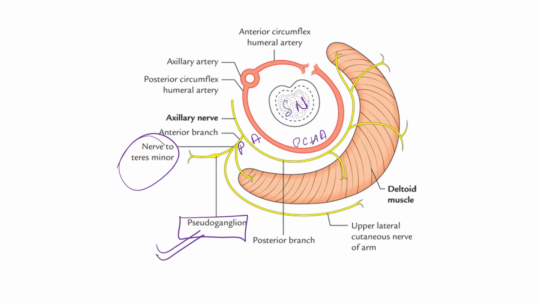Yes, this nerve to teres minor ends by forming the pseudoganglion. Other than the formation of the pseudoganglion, this posterior division continues as the upper lateral cutaneous nerve of the arm. So this is about the fate of the posterior branch or the posterior division of the axillary nerve. So this is about the axillary nerve.